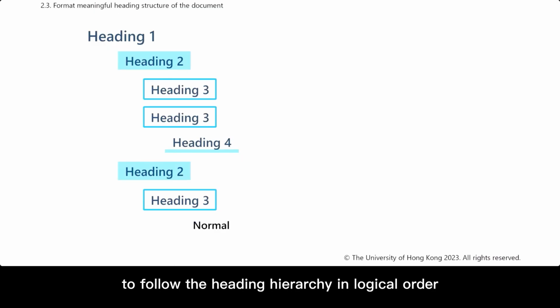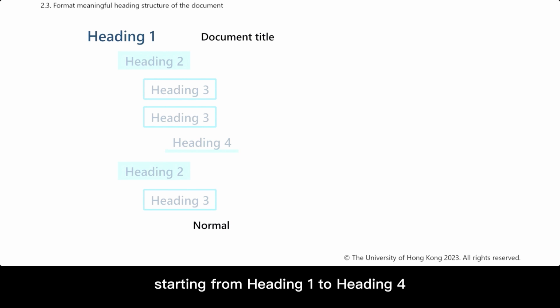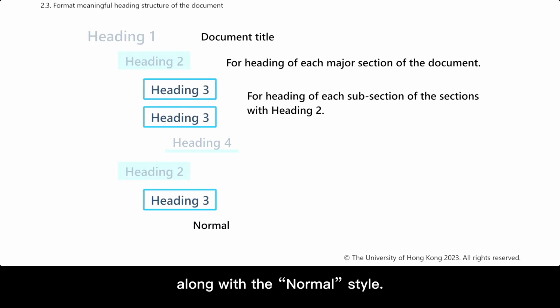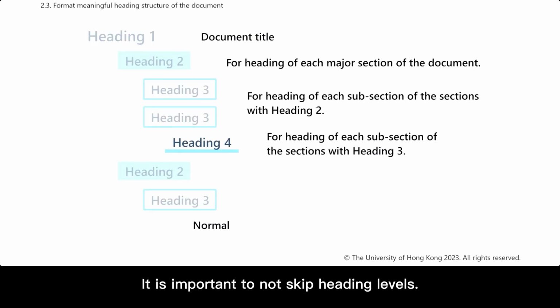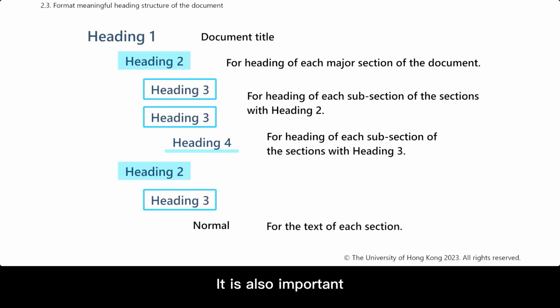You need to make sure to follow the heading hierarchy in logical order, starting from Heading 1 to Heading 4 and so on, along with the normal style. It is important to not skip heading levels. It is also important to keep headings specific to the content that belongs to that section and clear to someone new to the topic. A concise heading would also be useful to Braille display users. Refreshable Braille display may present up to 80 characters at a time.